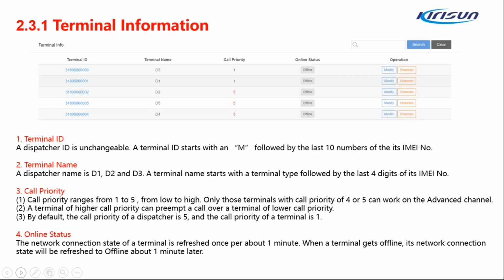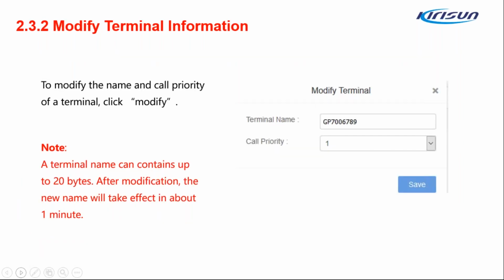And as for the online status, the network connection state of a terminal is refreshed in 1 minute. When a terminal gets offline, its network connection state will be refreshed to offline about 1 minute later. And if we want to modify the terminal information, please click Modify in the line of the terminal. We need to notice that a terminal name can contain up to 20 characters, and after modification, the new name will take effect in about 1 minute.